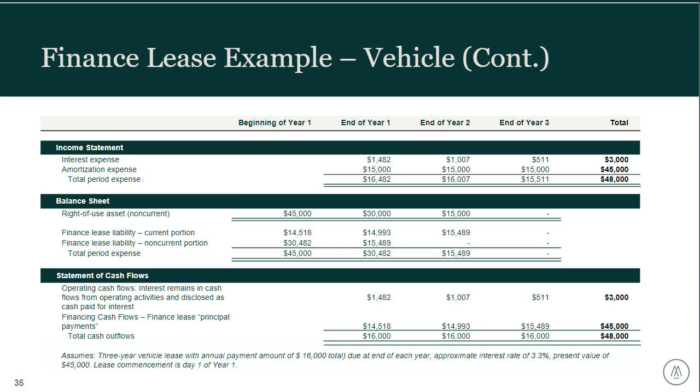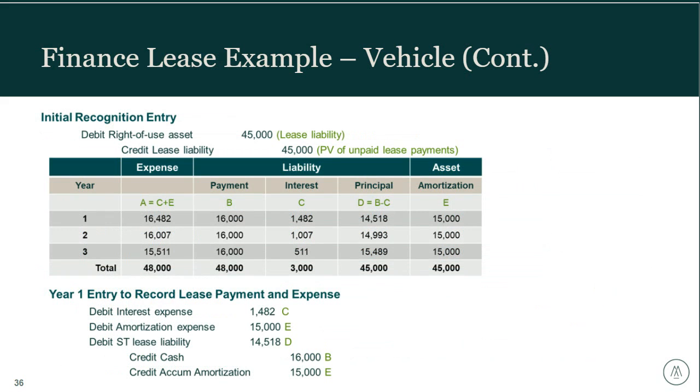And again, this is a 3-year vehicle lease. Annual payment of $16,000. We use 3.3 as our interest rate. And then we'll get into the debits and credits of it all. So we have our payment of $16,000 there, and then interest.